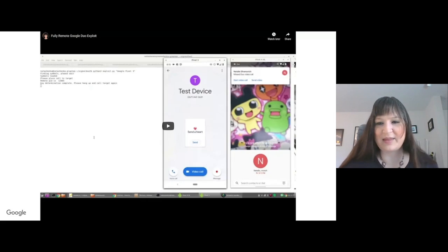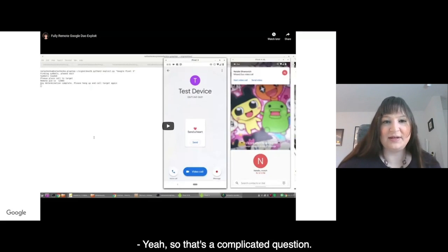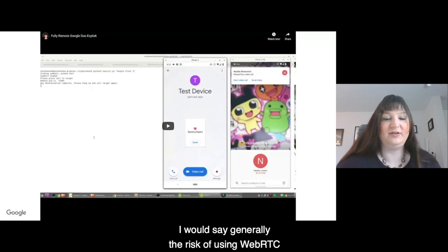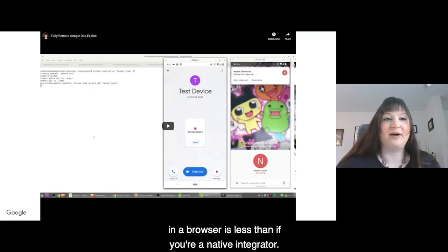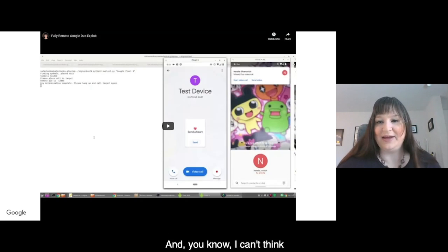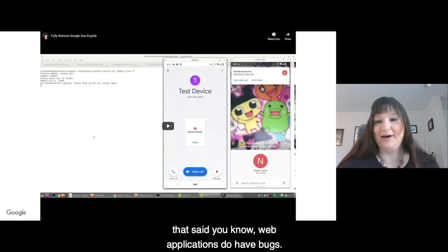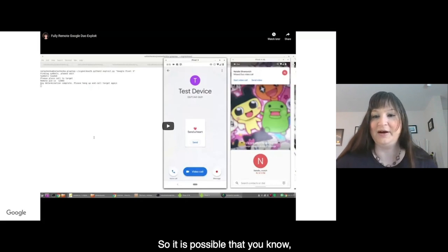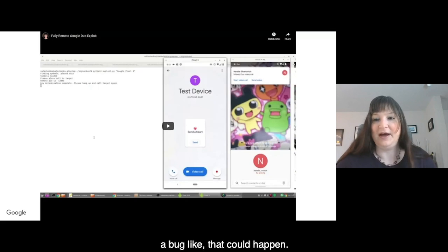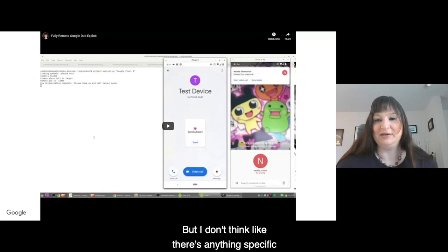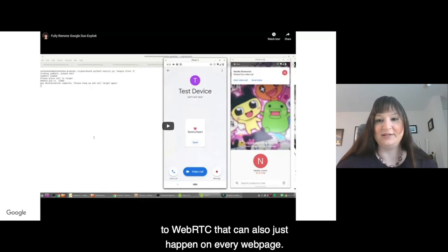Yeah, so that's a complicated question. I would say generally the risk of using WebRTC in a browser is less than if you're a native integrator. And I can't think of an easy way that would happen. That said, web applications do have bugs, so it is possible that a bug like that could happen. But I don't think there's anything specific to WebRTC that can't also just happen on every web page.